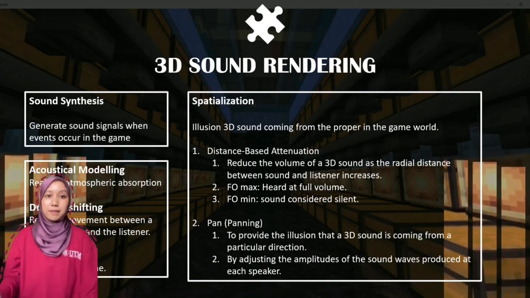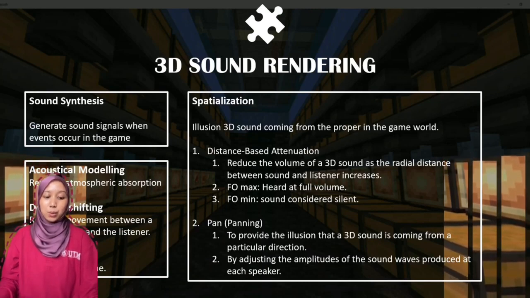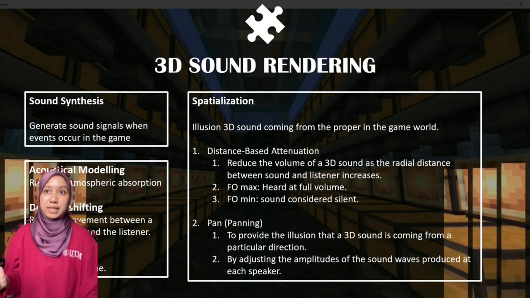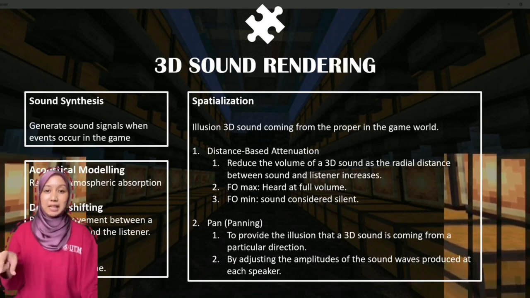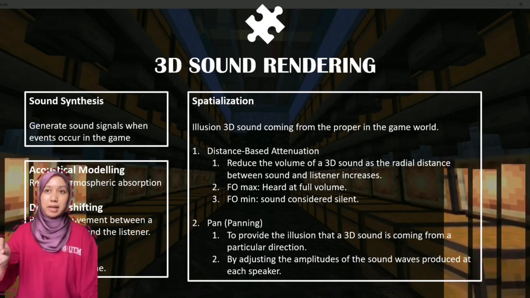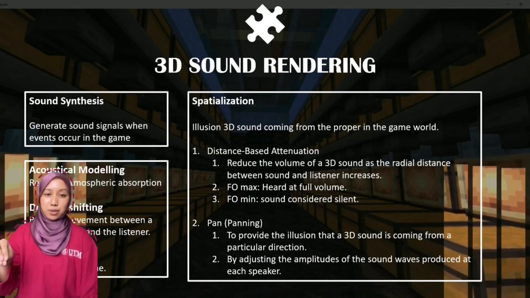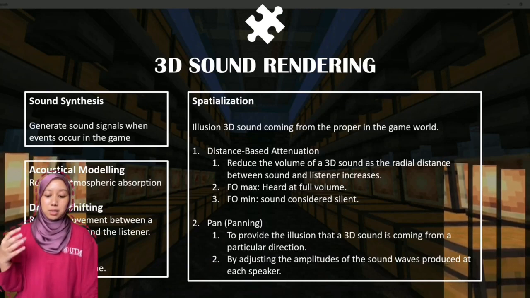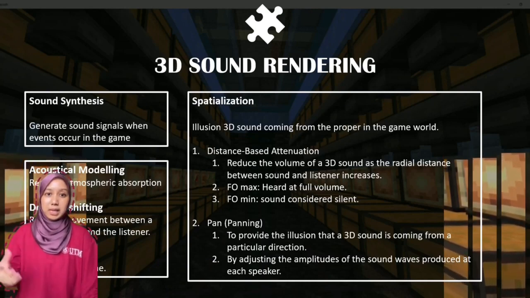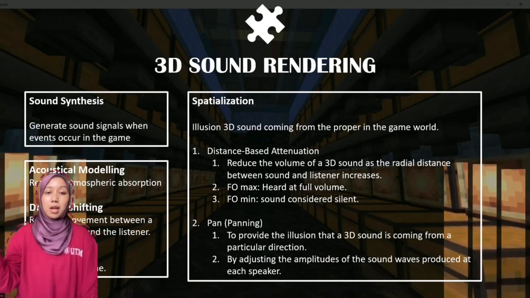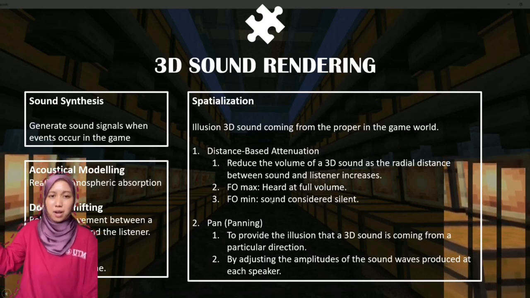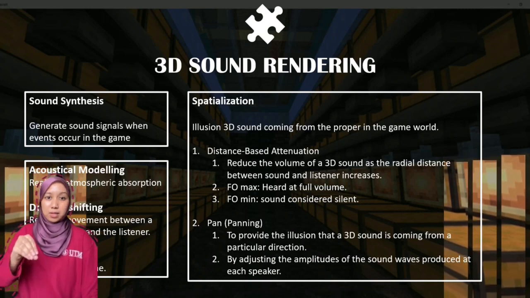There are 2 types. The first one is distance-based attenuation. It is to reduce the volume of the 3D sound. Imagine a circle, and at the center of the circle there is a sound source. So when the player comes near to the sound source, the volume will be heard fully. That is what we call F-min, and F-max is when the sound is considered silent, meaning that the player is far away from the source of the sound.